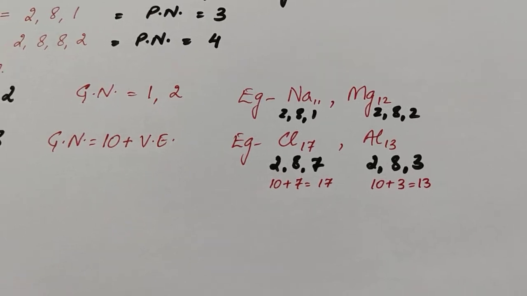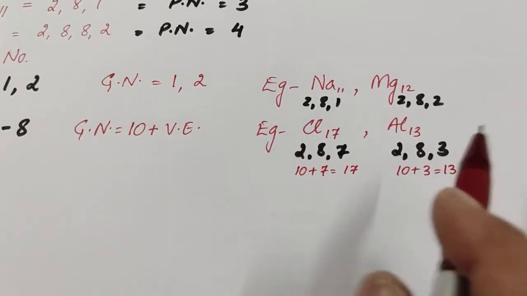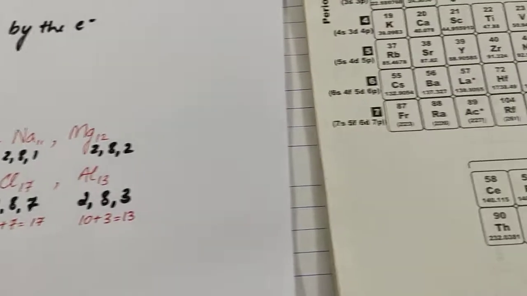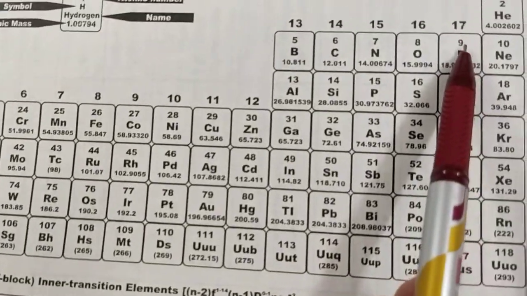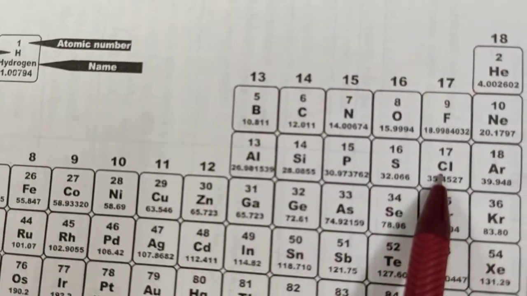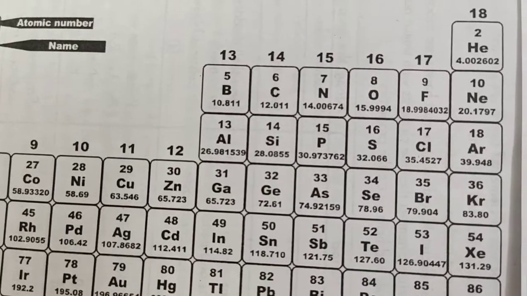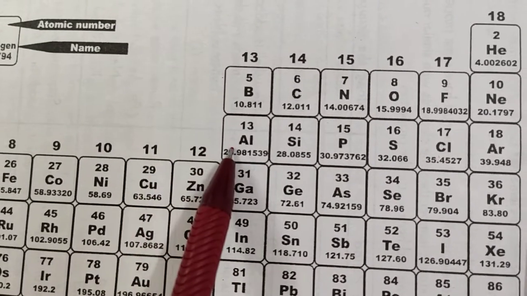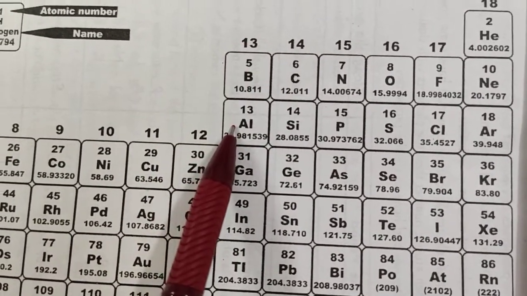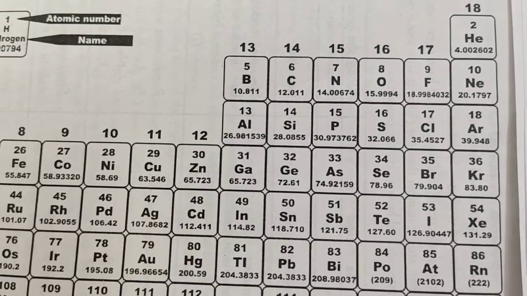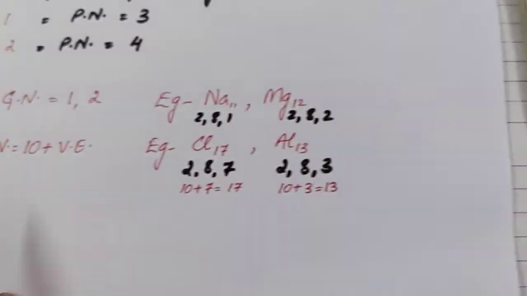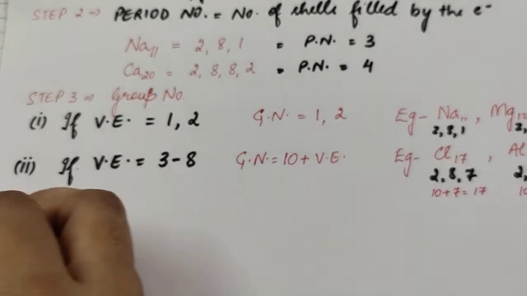Let's check in the periodic table for chlorine and aluminium. We can see over here, chlorine is falling in group number 17 and aluminium is falling in group number 13. So our results are correct according to this formula. Then let's go to the third substep.